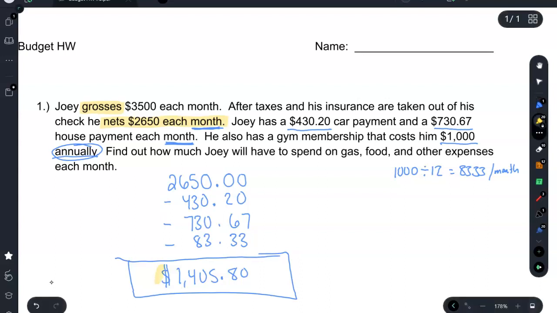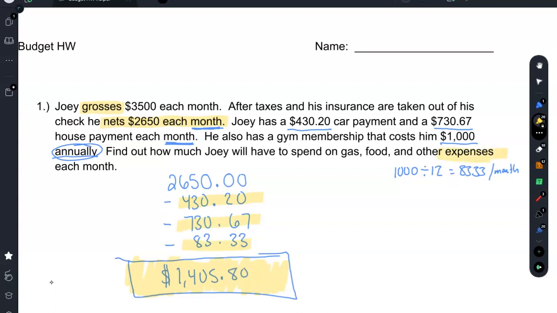That may seem like a lot, but by the time you get done paying for your food and your gas, that extra money is going to go away very quickly. So he'll want to make sure that he has plenty of money left over after he's paid for his car, his house, and his gym membership, because he will have plenty of other expenses. But that does answer the question. All I was looking for here is, after he's done paying those expenses, how much money does he have left over? And that's how you would do it.